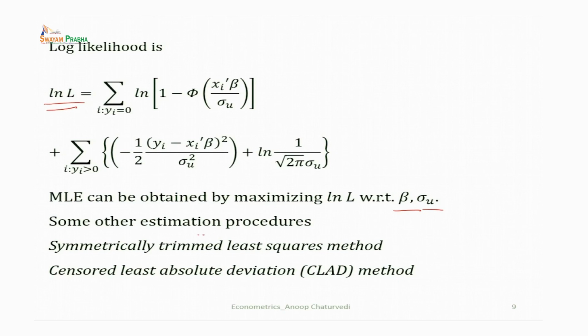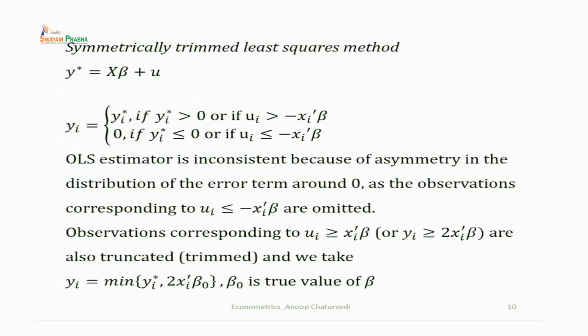Then there are some other methods of estimation also, say the symmetrically trimmed least squares method or the censored least absolute deviation method. Now, first we consider the symmetrically trimmed least squares procedure. So, this is your model: y star equal to X beta plus u, and then you have defined y_i equal to y_i star if y_i star is greater than 0, that is if u_i is greater than minus x_i transpose beta, and it is 0 if y_i star is less than or equal to 0, or u_i is less than or equal to minus x_i transpose beta.